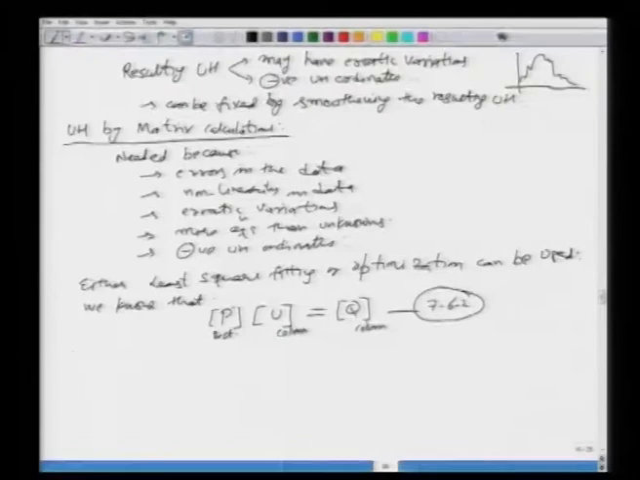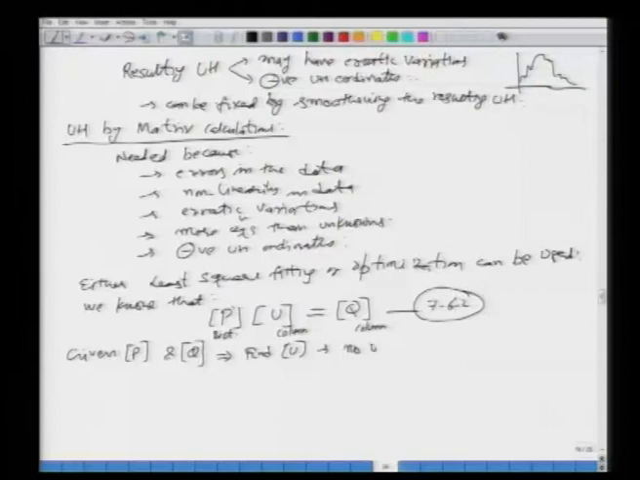Now, the problem is, what are the knowns? P and Q are known to us. If that is the case, we want to find out U. There are problems of no unique solution, etc. We have seen that.